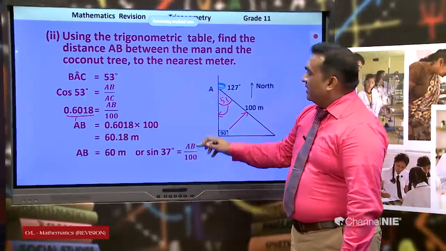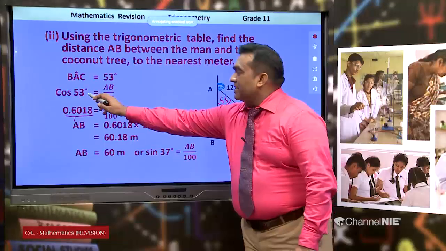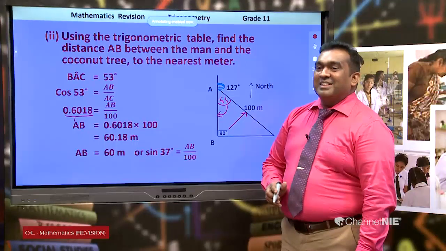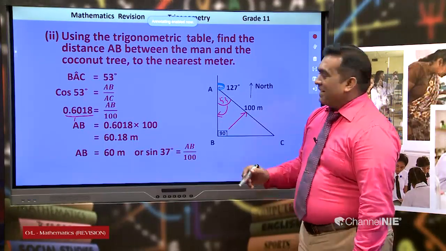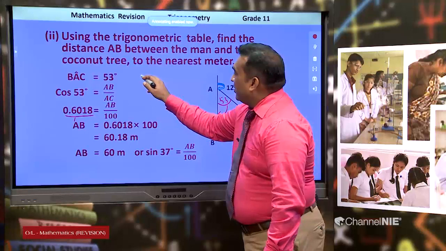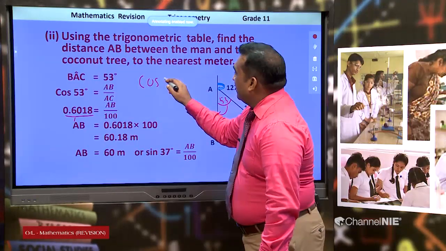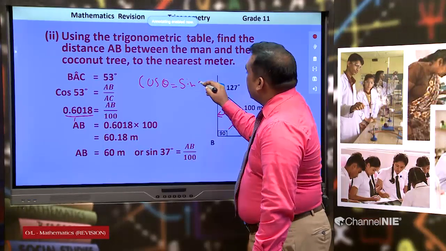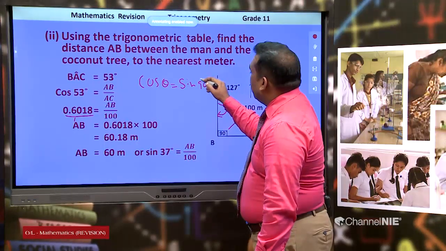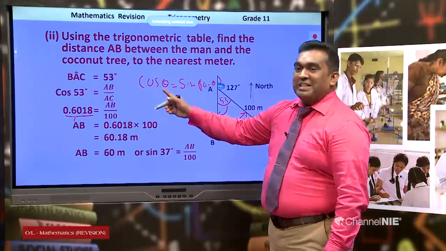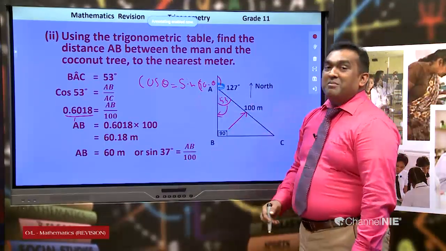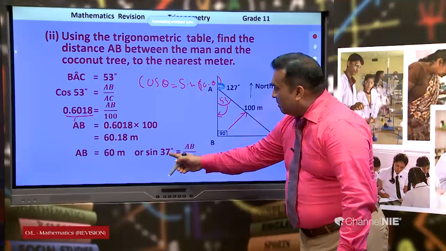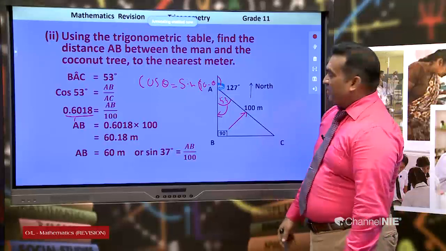There is another method. Without considering cos 53, you can use sine 37. What's the reason? We know that cos theta is equal to sine of 90 minus theta. There is a relation like this. Cos theta is equal to sine 90 minus theta, right? According to that method, you will have this ratio.